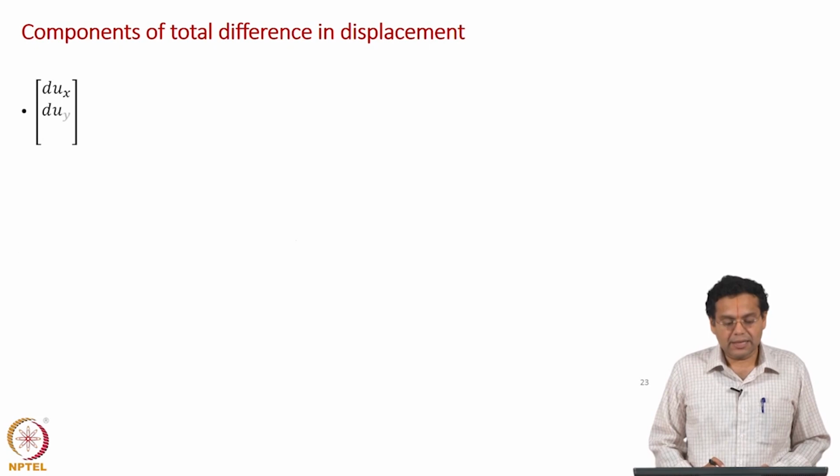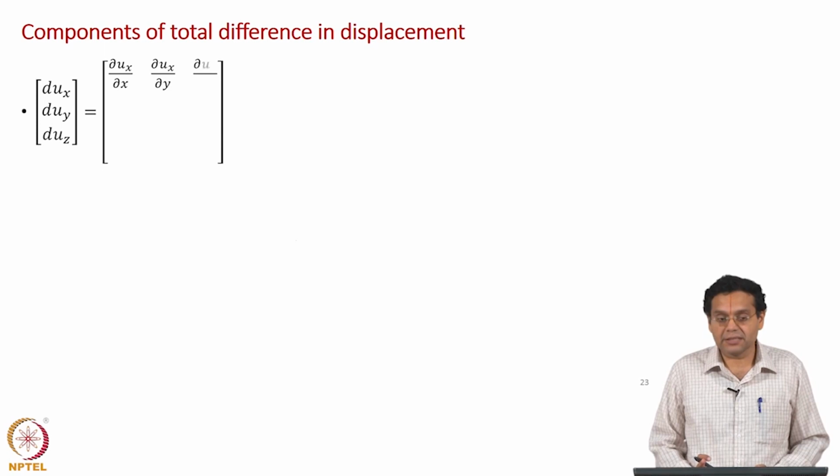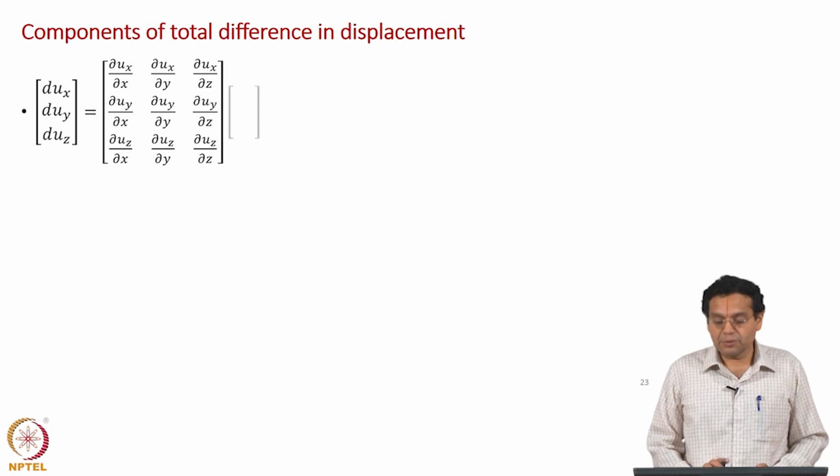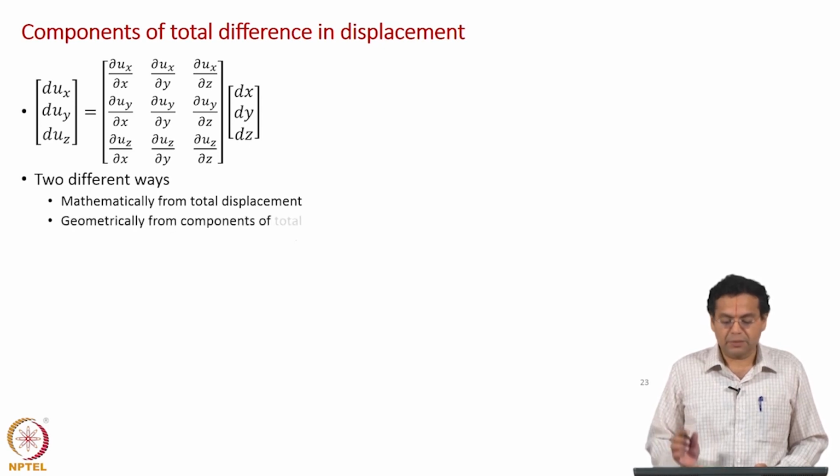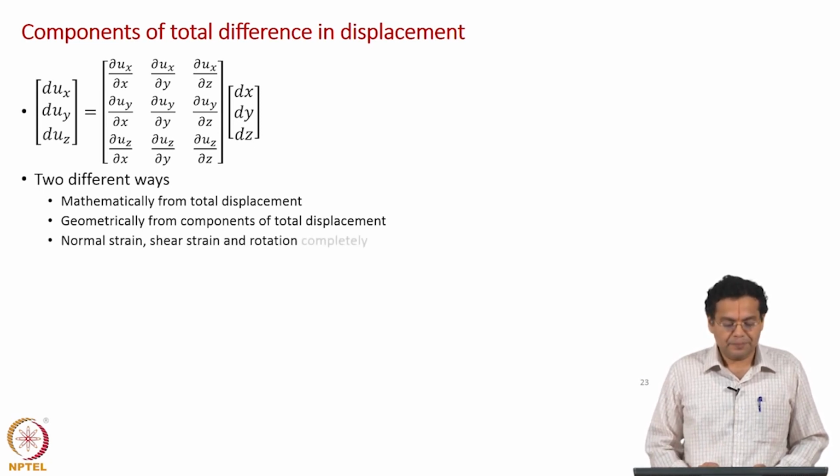So let us write down the relationship which we have got in two different ways. Physical significance is the same. What does this mean? If you have got the same expression in two different ways, what are the conclusions? That is what we are going to discuss now. Two different ways: first one mathematically from total displacement, second one geometrically from components of total displacement. That is what we have done. What is the implication? That is the statement now.